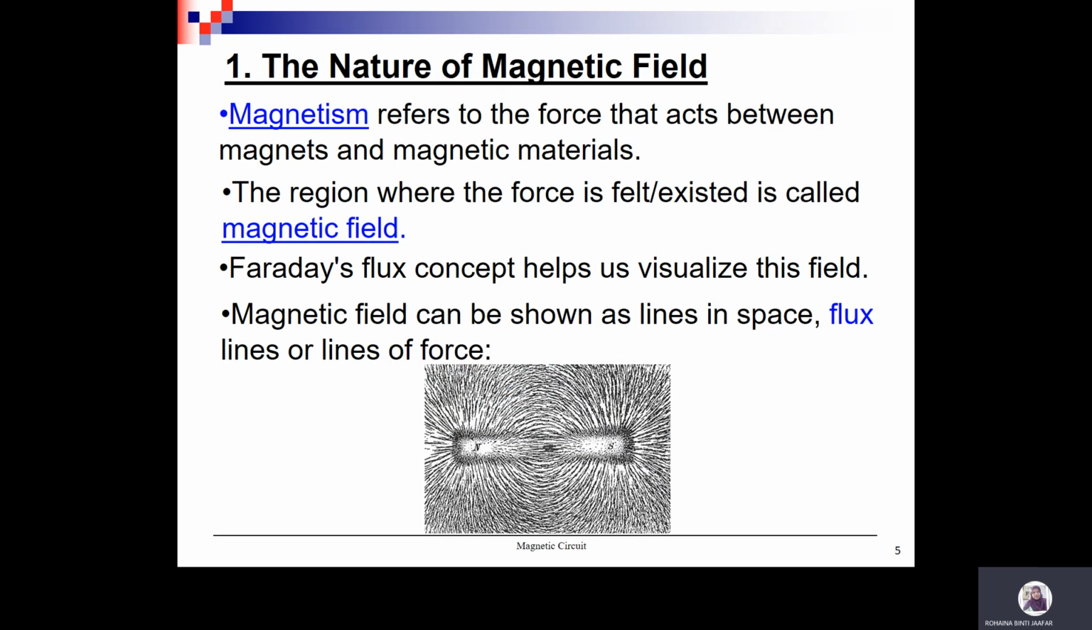So, the nature of magnetic field. What is magnetism? Magnetism refers to the force that acts between magnets and magnetic materials. The region where the force exists is called the magnetic field. Faraday's flux concept helps us visualize this field. The magnetic field can be shown as lines in space, or we call it flux lines. So this line we refer to as a flux line.